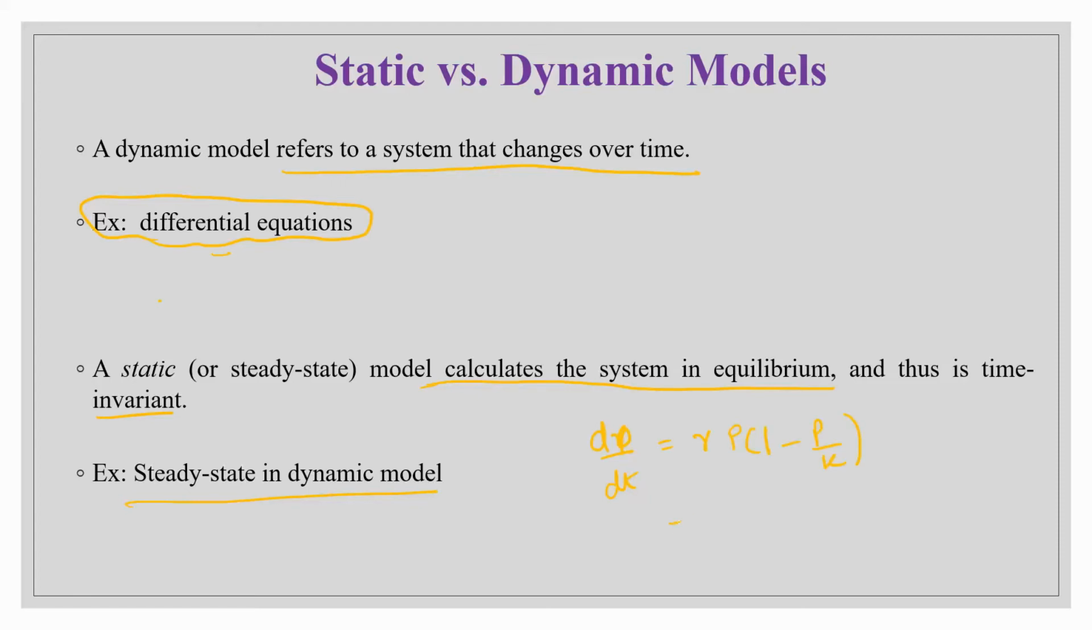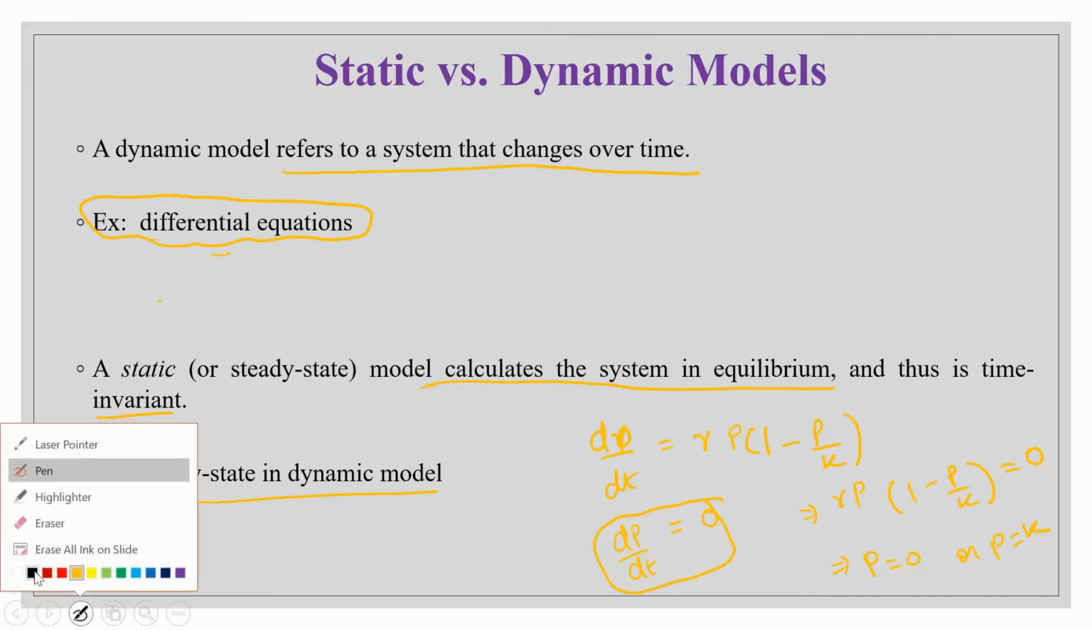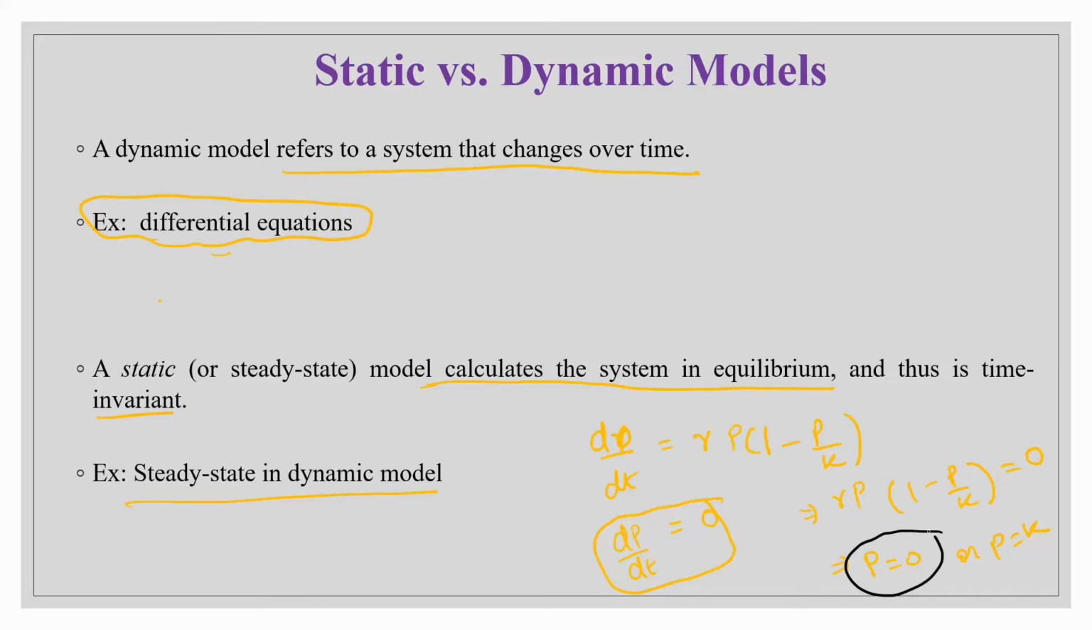If I find the equilibrium point, now what is the equilibrium point? The equilibrium point is a point where dP/dt is 0. So this implies rP(1 - P/K) = 0, and this implies P = 0 or P = K. So what will happen if P = 0 and P = K? You can see that in this case my dP/dt is 0, so the rate of change of this population will be equal to 0.